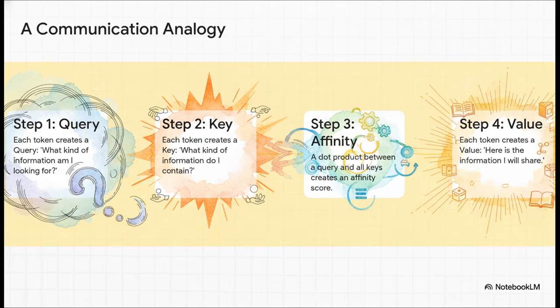Then, at the same time, every token creates a key. This is like an advertisement. Hey, I'm a verb and here's the kind of action I represent. Then, the model compares every single query with every single key to see who's a good match. And when it finds a strong connection, that's the final step. The value, the actual useful information, gets passed along.